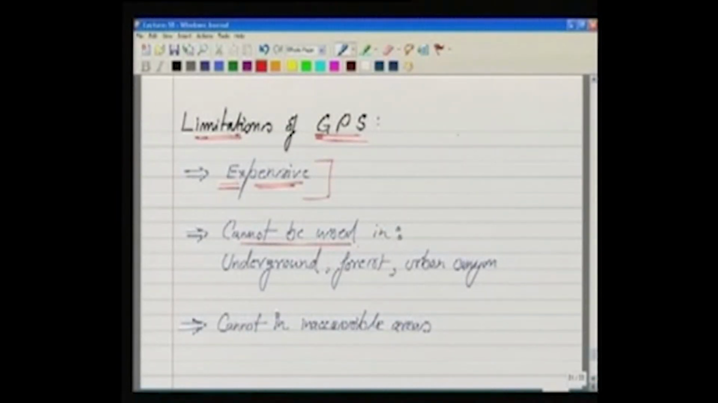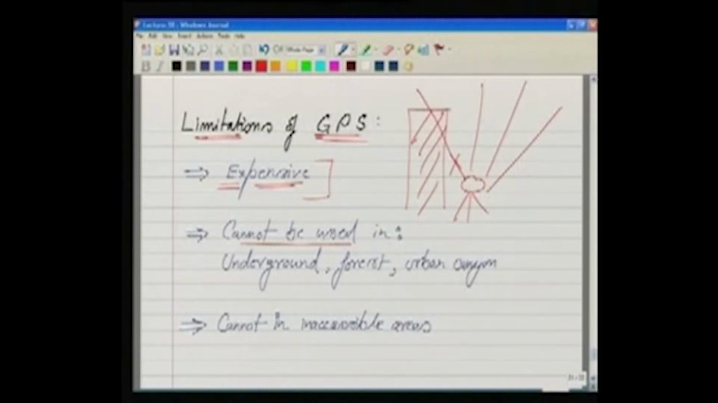Now, another thing, in the case of GPS, it is important that our antenna should receive the signals. If there is a building here, the signal is not being received, so we cannot receive the signal here. So if the signal is not being received, for example underground, in forest area, thick forest, or in urban area, in that case GPS cannot be used.